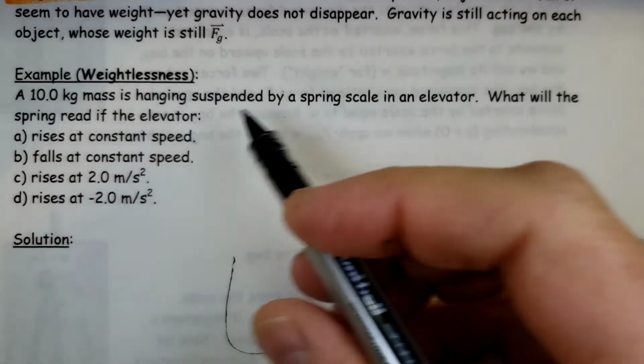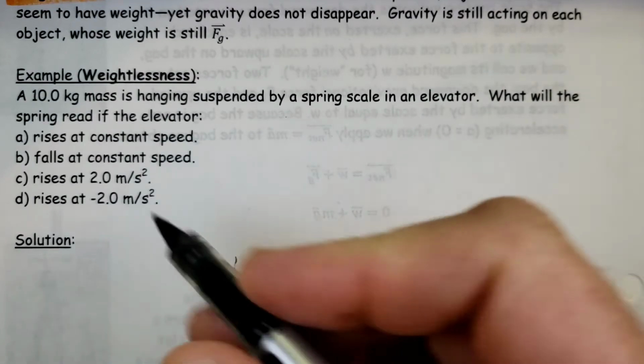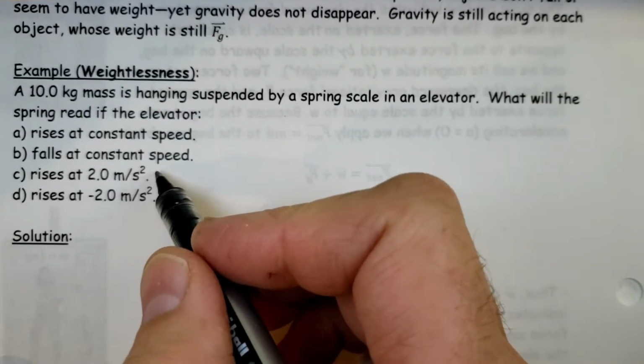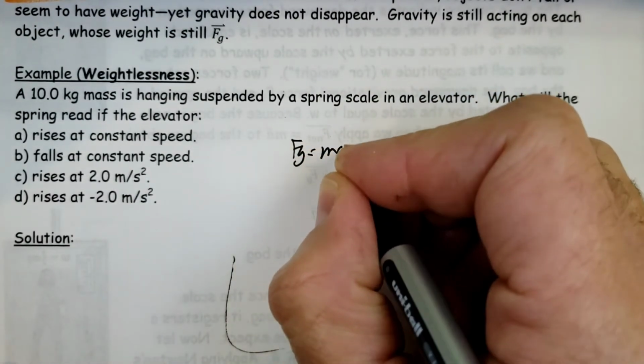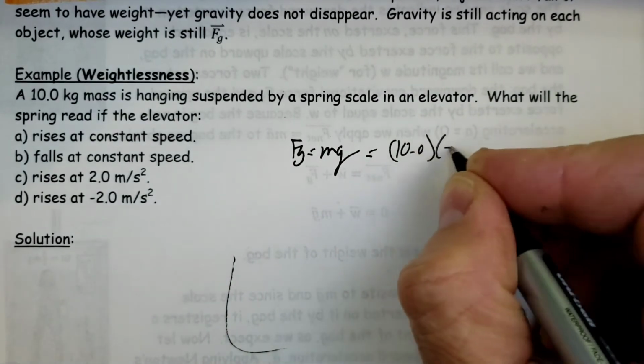A 10 kg mass is hanging suspended by a spring scale in an elevator. What will the spring read if it's rising at constant speed, falling at constant speed, first of all? First of all, let's figure out this. We know we're going to be using this, Fg equals mg. So it's a 10 kg.